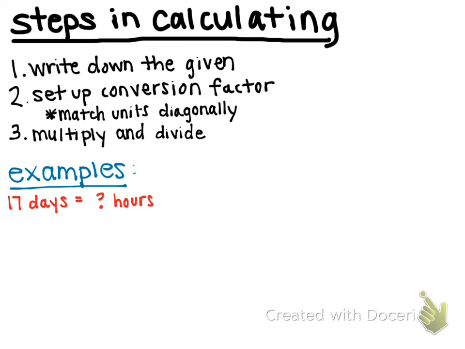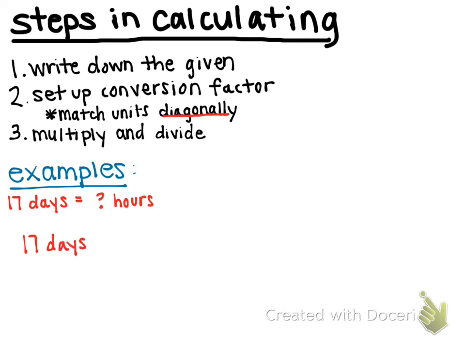The steps in performing these conversions: first, write down the given. Second, set up the conversion factor and match units diagonally. Third, multiply and divide to solve. So, an example with units that you are familiar with: 17 days equals how many hours? First step is to write down the given, 17 days.